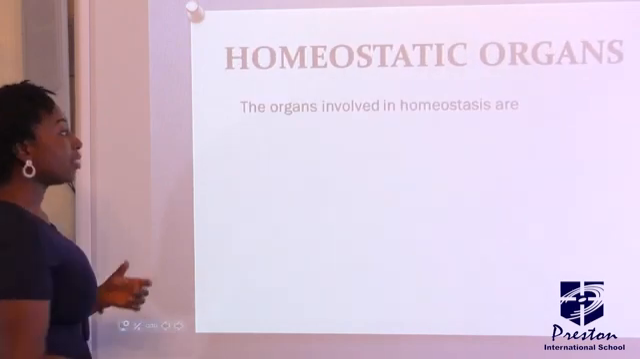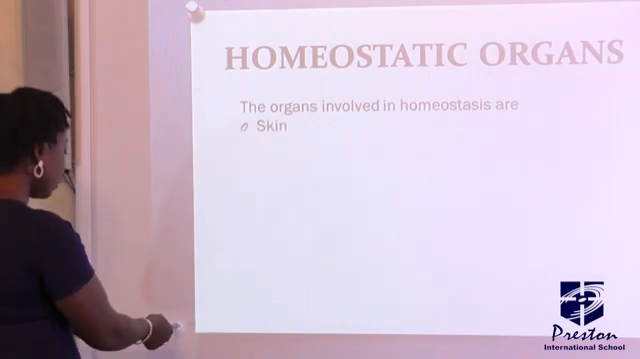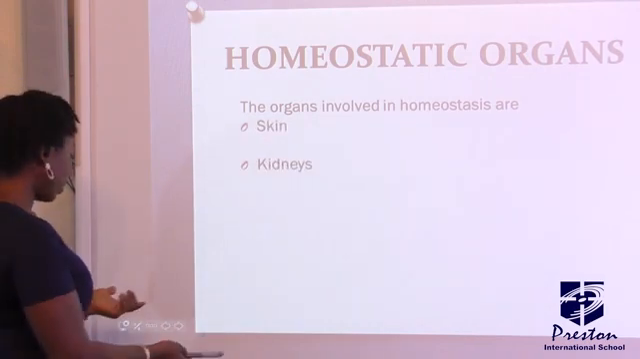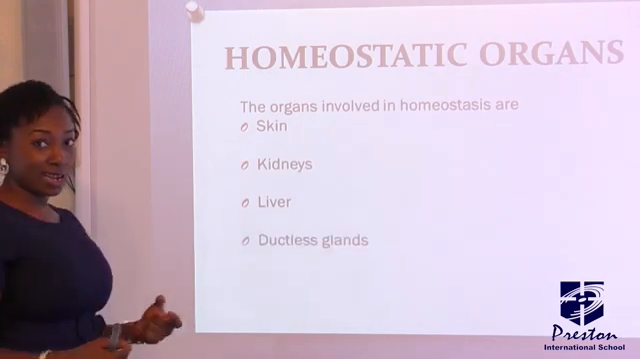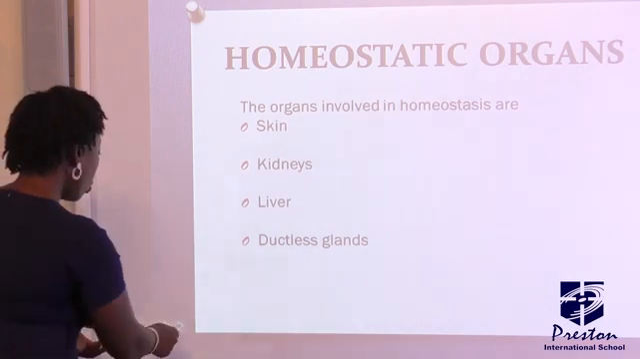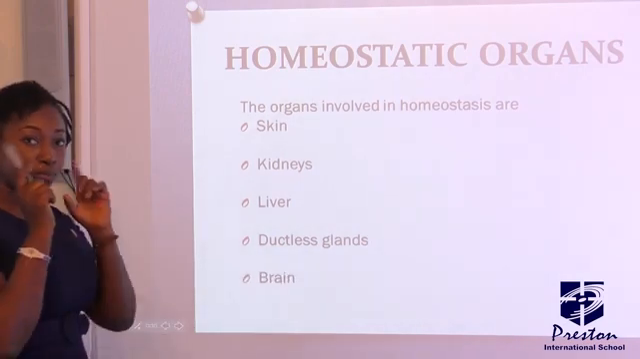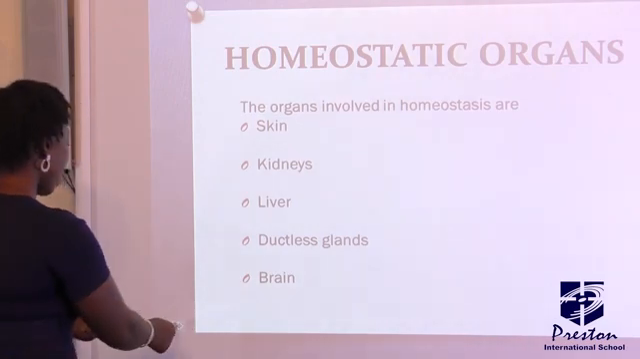Homeostatic organs. Now we're looking at organs that are involved in homeostasis. Number one is the skin. Then we have the kidneys. We have two kidneys in the body. We have the liver. We have the ductless glands. These ones are endocrine glands that release hormones. Then we have the brain. Of course, we know that the brain coordinates most activities in our body.